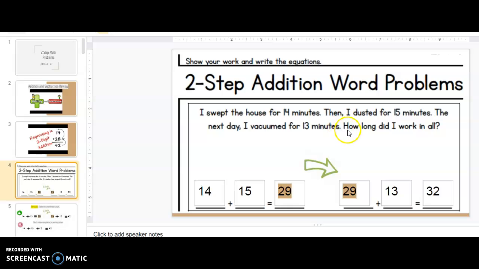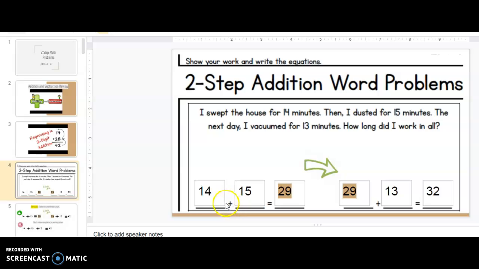Okay, so they already told us it's an addition problem, but for the words, the clue is in all. Whenever we hear or read in all, it's asking us for a total, which is a sum in an addition problem. We also see that this doesn't say one step, it says two step. That means we're going to have two addition equations. For the first equation, we're going to write the number that we read first. I swept the house for 14 minutes.